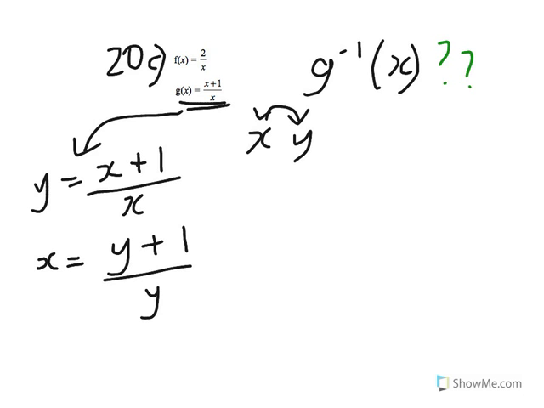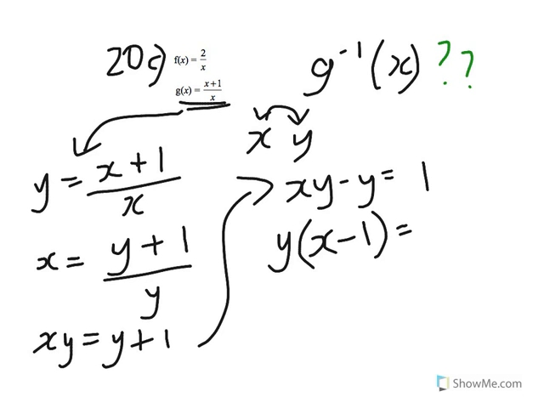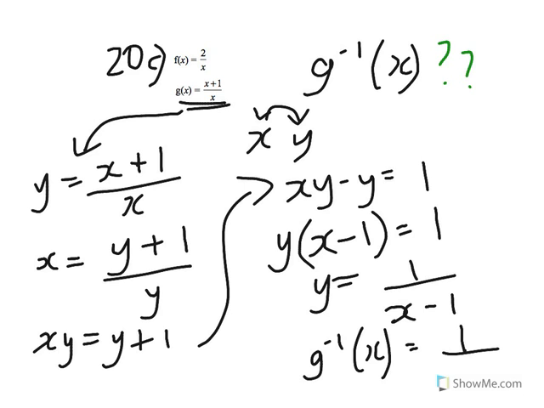So the x's become the y's and the y's become the x's. Now, all you have to do to find the inverse is to make y the subject of the formula, and that's it, you've got your inverse. So to do that, you just multiply both sides by y. You're going to get xy equals y plus 1. Subtract y on both sides. You're going to get xy minus y is equal to 1. Factorize y out. You're going to get y times (x minus 1) is equal to 1. And divide both sides by x minus 1. You're going to get y equals 1 over x minus 1. So, g inverse of x is equal to 1 over x minus 1.